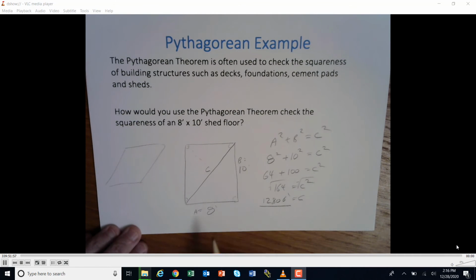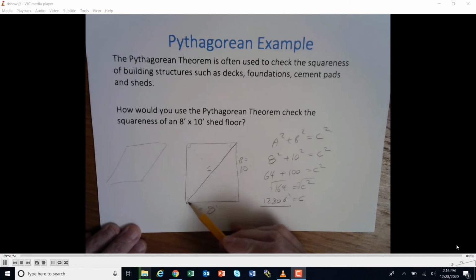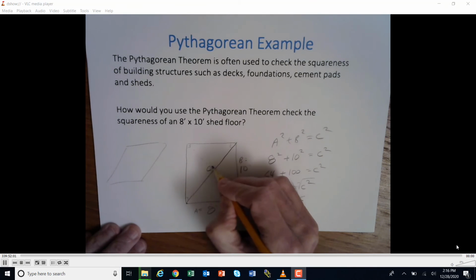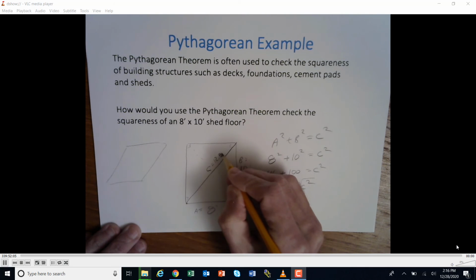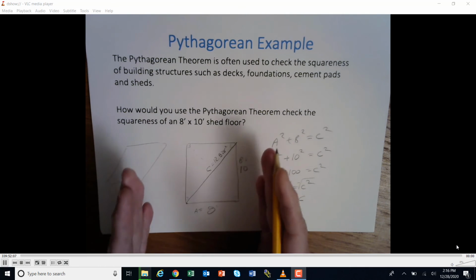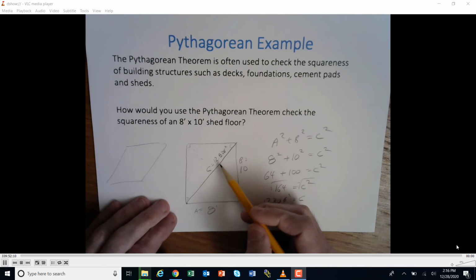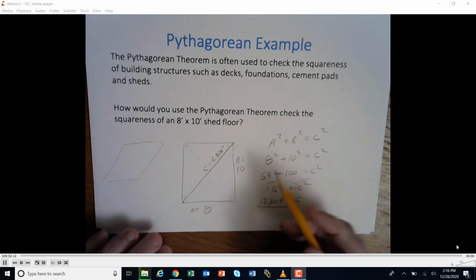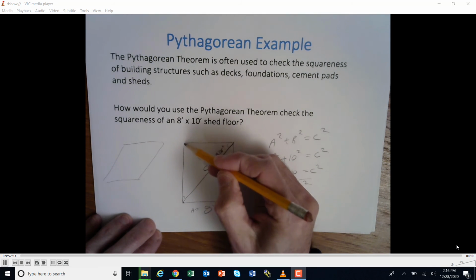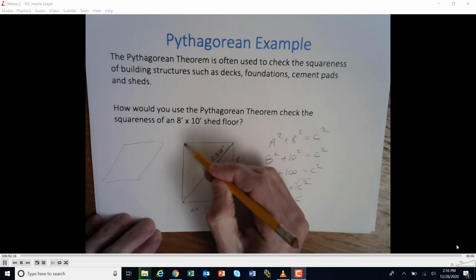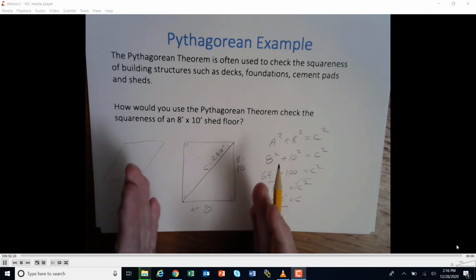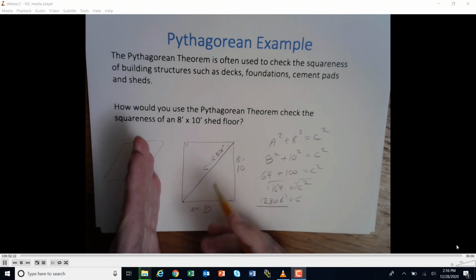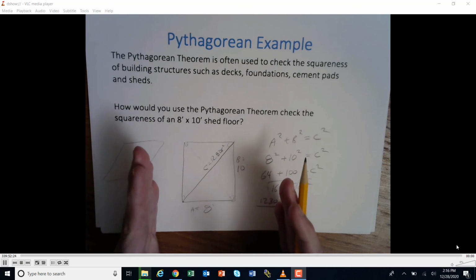Feet. And so what you do is you would just measure from here to here, and you would want it to be equal to 12.806 feet. And you just would keep moving it back and forth until it equaled that. Then you would check from this corner to this corner, and once that equaled 12.8 as well, then it would be perfectly square, and you could cement your posts in or whatever you need to do to get it perfect.